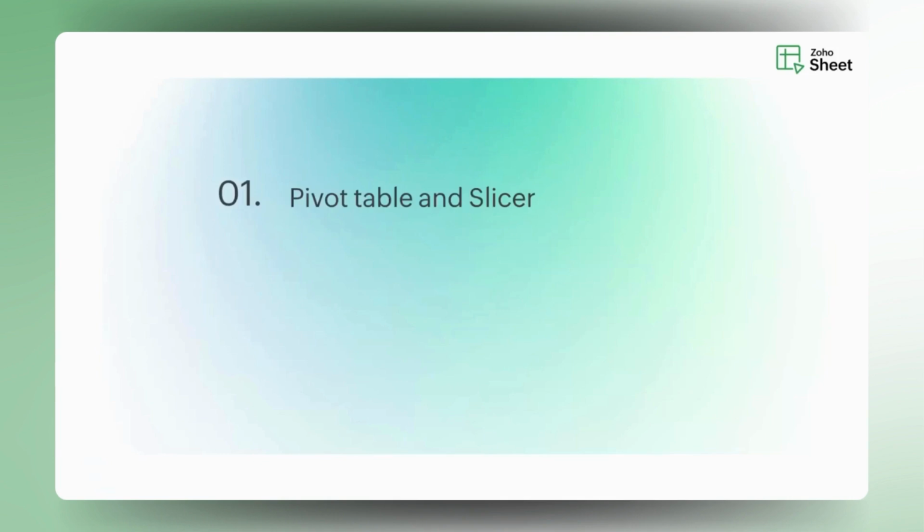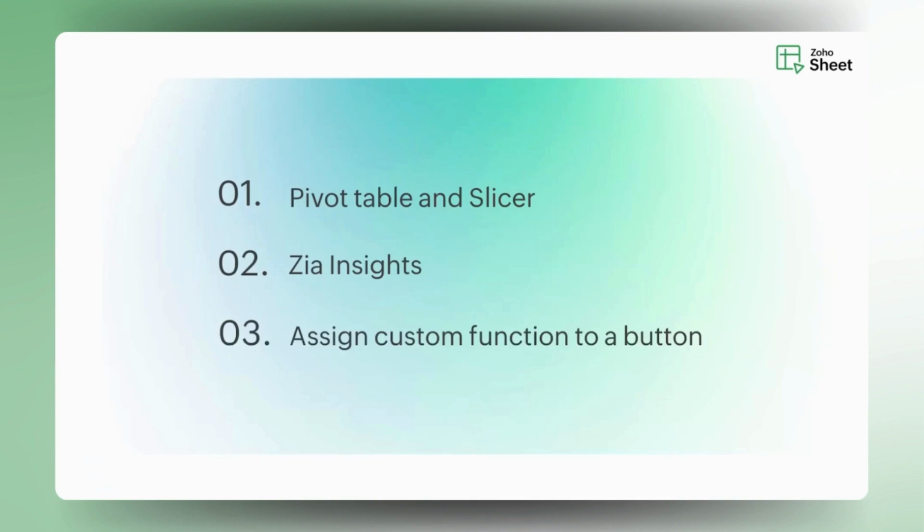It allows users to create dynamic, real-time reports with just a few clicks. And next we have Zia AI Insights, which generates exciting insights on the data I have in my sheet. Another standard feature for me is the ability to assign a custom function to a button. Imagine running your custom function, automation scripts, or calculating instantly with a simple click. It's all about making complex tasks effortless.